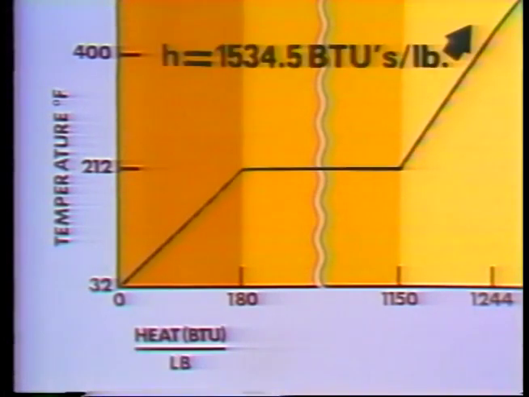Beyond this point, as heat is added, the enthalpy of the steam continues to increase and the steam becomes superheated. The enthalpy of superheated steam at 1,000 degrees Fahrenheit is 1,534.5 BTUs per pound. Take some time to review this material in your text and answer the questions. If you are having any trouble following any of these points, ask your instructor to help you before going on.